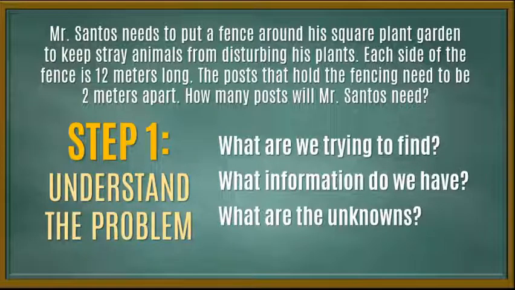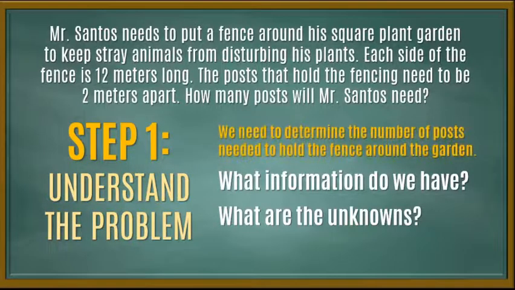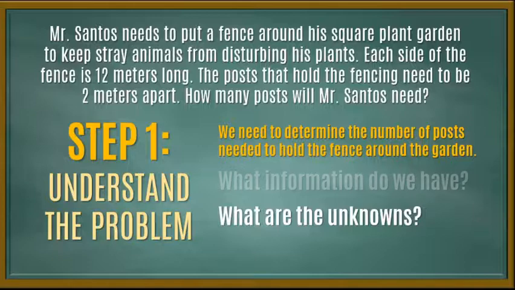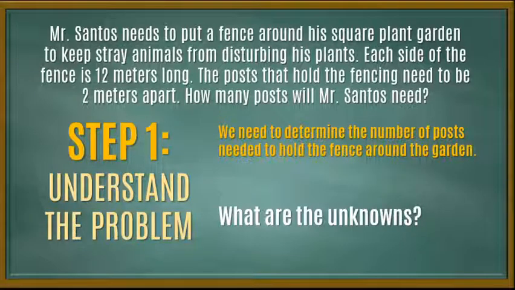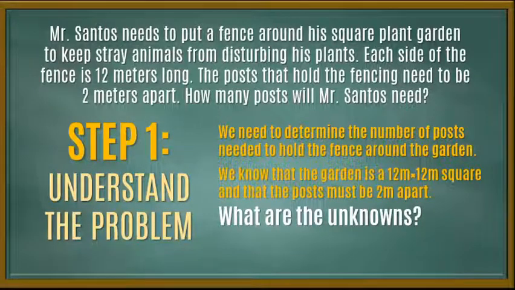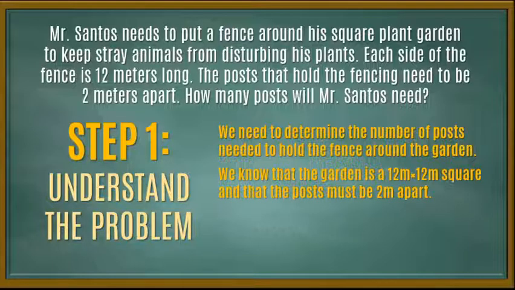Right, now after some thorough reading, we know that we want to determine the number of posts that Mr. Santos will need to put up the fence. Next, we are provided the following information. 1. The garden is a 12 by 12 meter square and the posts must be 2 meters apart. Now, the only unknown we are concerned with here is the number of posts required for the fencing.